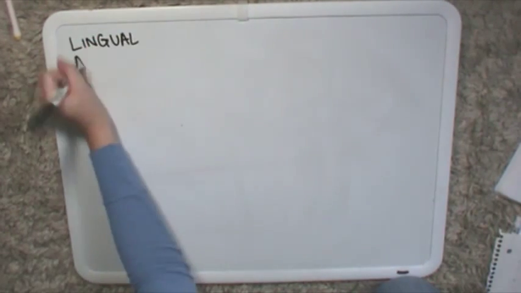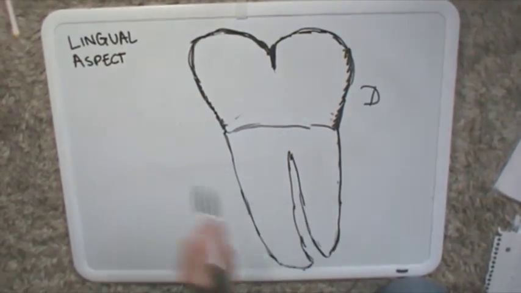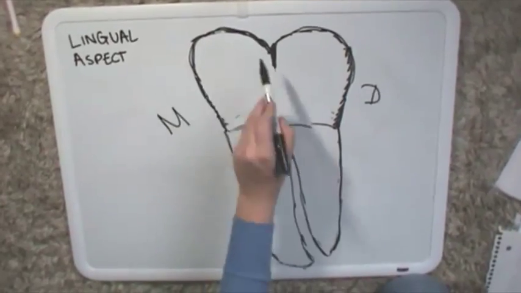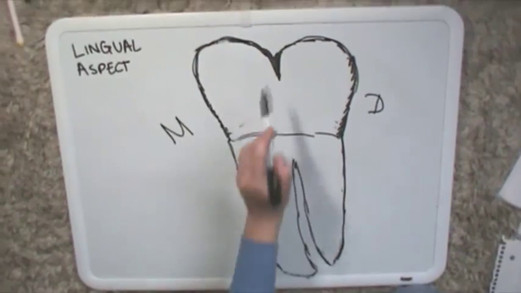From the lingual aspect, there are, again, two visible cusps of nearly the same size. These are the mesiolingual cusp and the distolingual cusp. The lingual groove separates the two cusps.